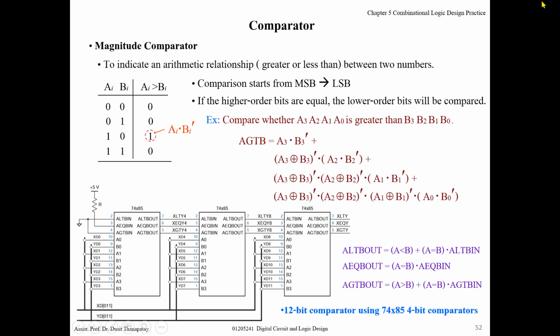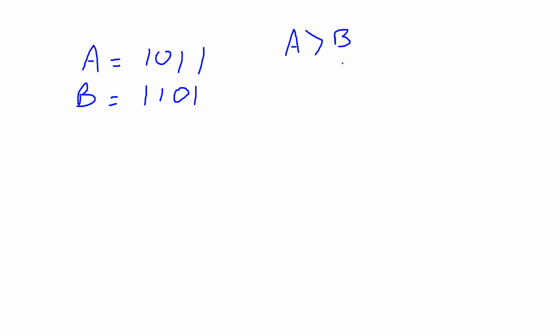And okay, what about this one? If A is 1011, B is 1101. If you want to check that A is greater than B or not, how to check? Of course, you must start from MSB, right? If MSB are equal, so you check the next digit, right? If this digit A less than B, so this condition is not true, right? A is greater than B.